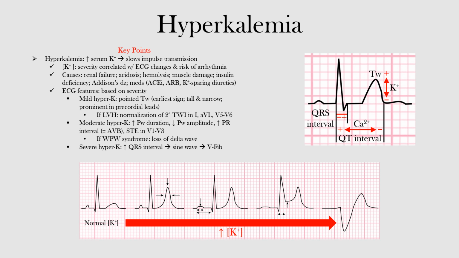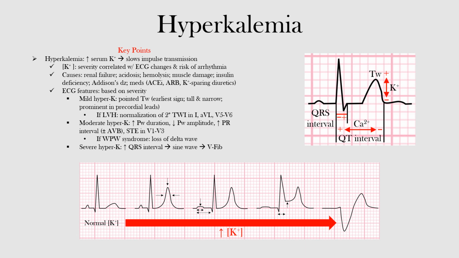Therefore, we will look at the different EKG features seen at different potassium levels. Mild hyperkalemia begins once potassium levels go beyond 6 millimoles per liter. The earliest sign of hyperkalemia is pointed T waves, which are tall and narrow at the top. They tend to be most prominent in the precordial leads.